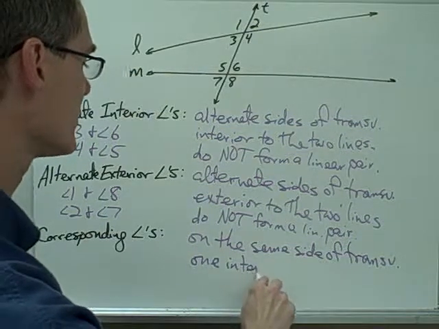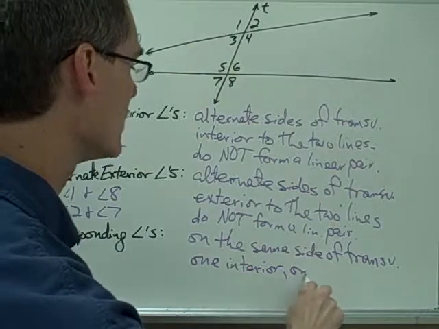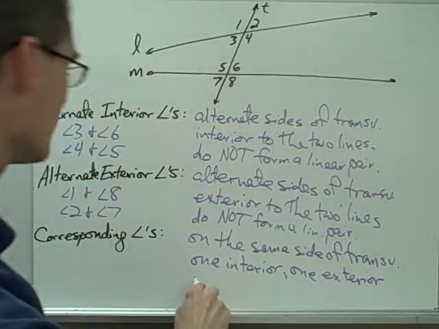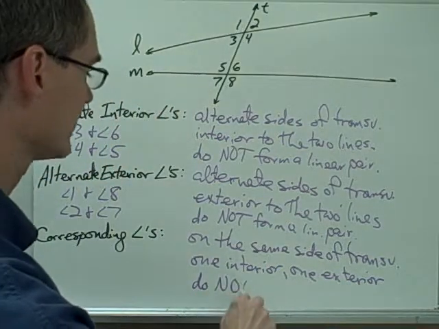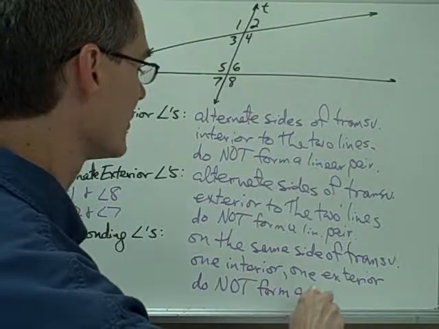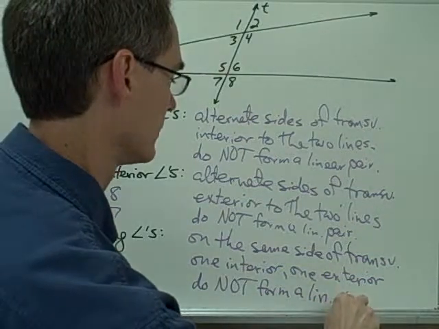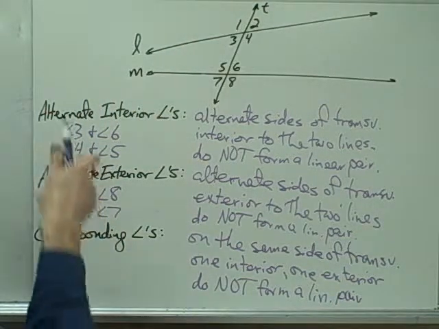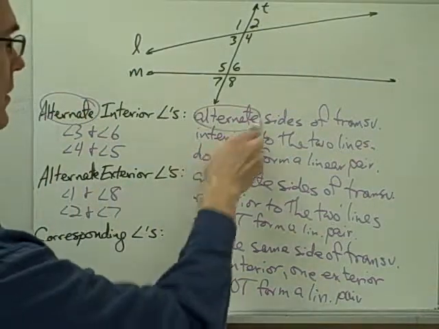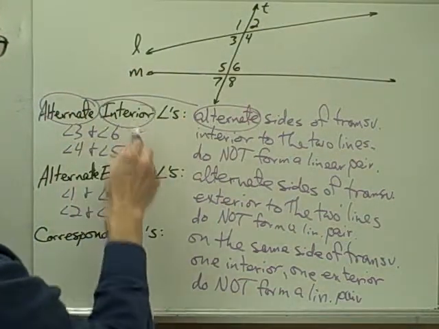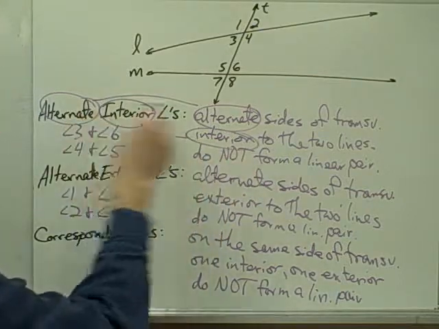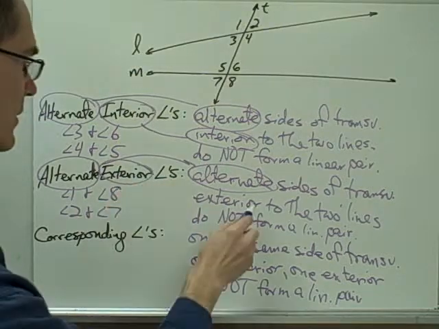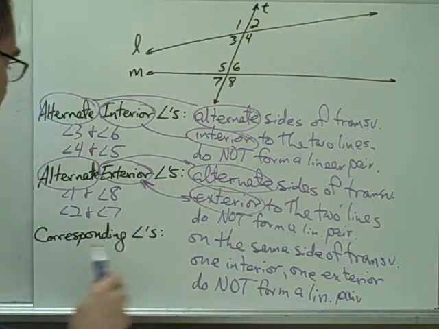One is on the interior of the two lines, and one is on the exterior of the two lines. And once again, they do not form a linear pair. Okay, so corresponding angles. Now notice, this is the only one that we don't have this kind of matching up with our characteristics here. Alternate interior angles, the name of the angle kind of tells you how to find those angle pairs, how to identify those angle pairs. So corresponding angles are a little bit different.